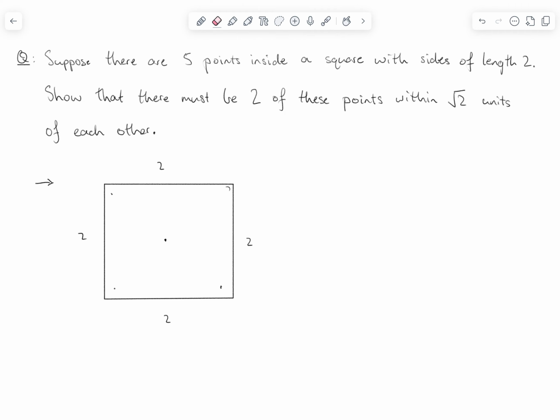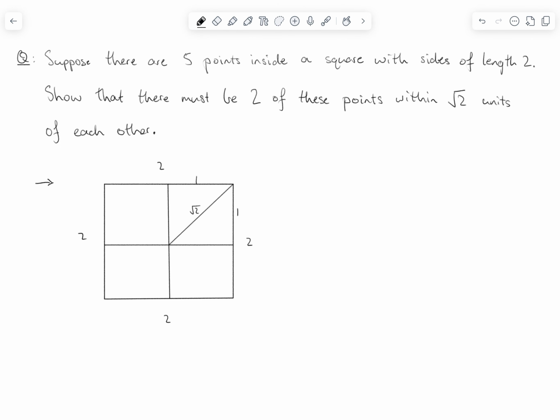I'm going to subdivide this square into quadrants. It's good enough. And notice that when we do this, for each of the smaller squares, the side length is 1. And if you take the length of the diagonal, using the Pythagorean theorem, we get that this length is the square root of 2.